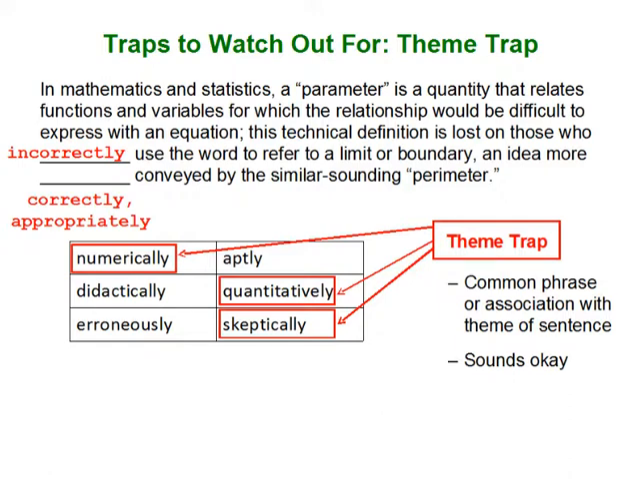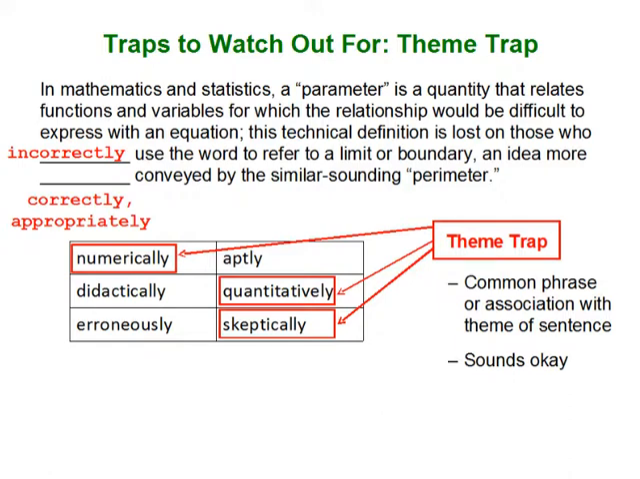So we know that a parameter is, so we define parameter. A parameter is a quantity that relates functions and variables, blah, blah, blah. This definition is lost on those who define it another way. So this must be a mistake. Incorrectly define the word to mean limit or boundary. This idea would be more correctly used with perimeter rather than parameter. Now, that's just the technical ins and outs of working through the problem, which really wasn't the point here.